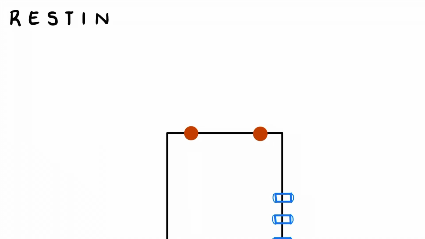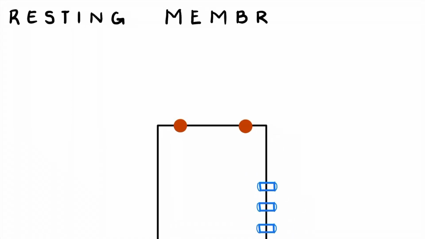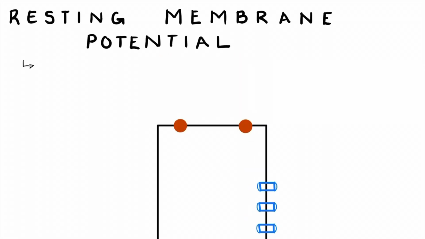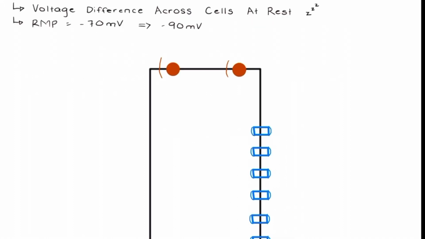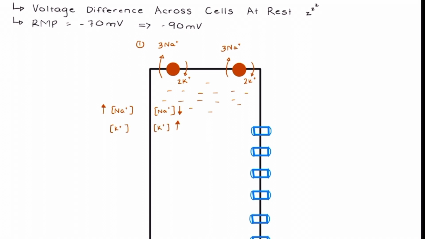Okay, to start off the video, I'm going to begin by talking about the resting membrane potential. Basically, it's the voltage difference across cells at rest, with values from negative 70 millivolts to around negative 90 millivolts. As we look at this membrane, we can see that 3 Na+ sodiums come out and 2 potassiums come in. Because of this, there are smaller amounts of sodium inside the cell than potassium, which has higher amounts.